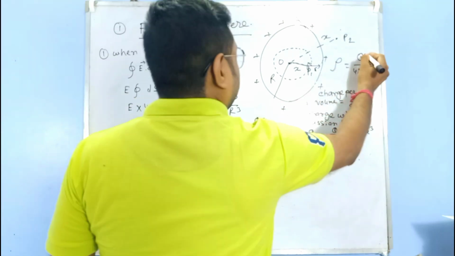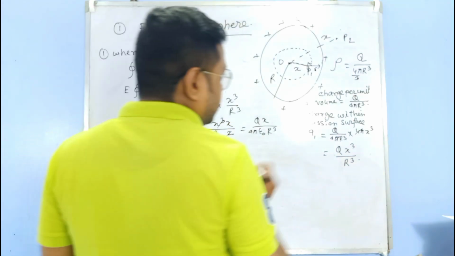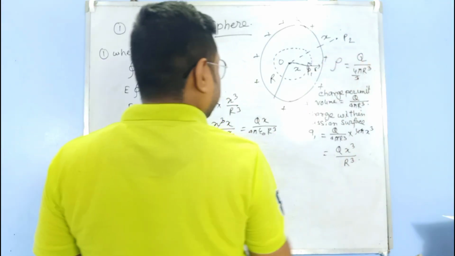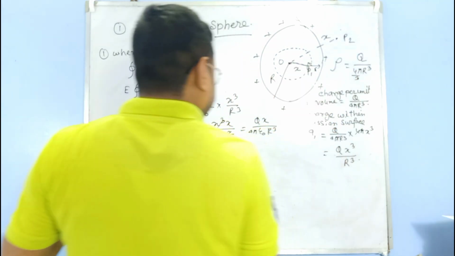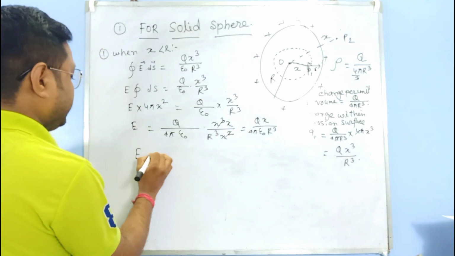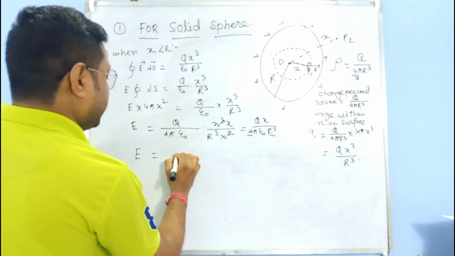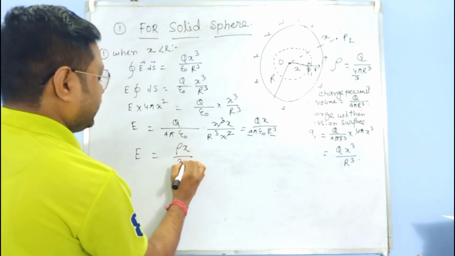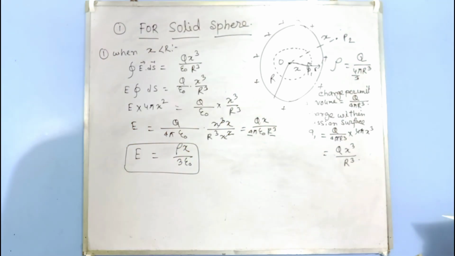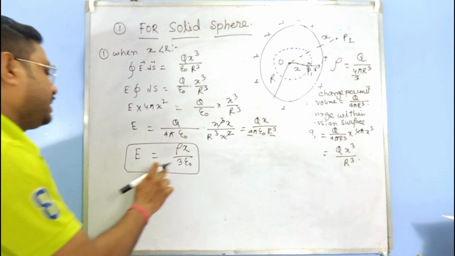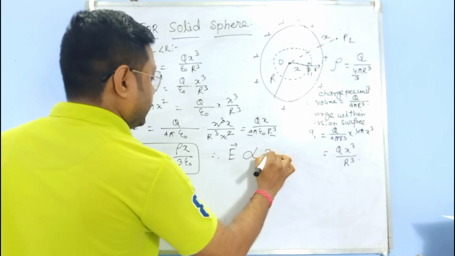Now rho equals Q by 4/3 pi r cube. So from here we can say that Q by 4 pi r cube equals rho by 3. So E equals rho x by 3 epsilon naught. This is the electric field inside the solid sphere, rho x by 3 epsilon naught. That is, the electric field is proportional to x.